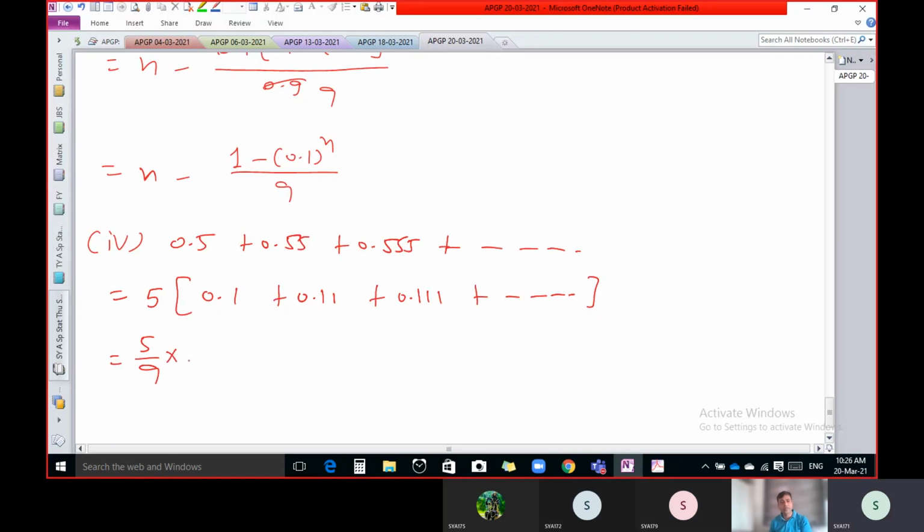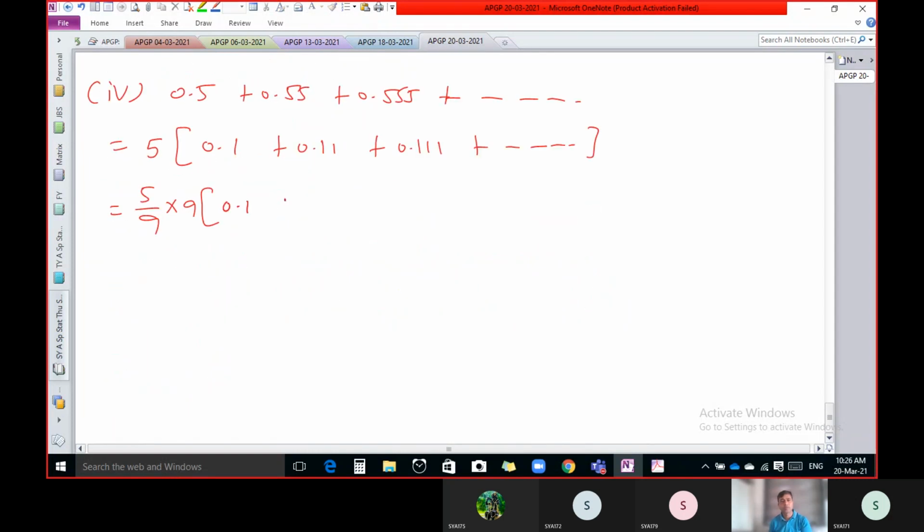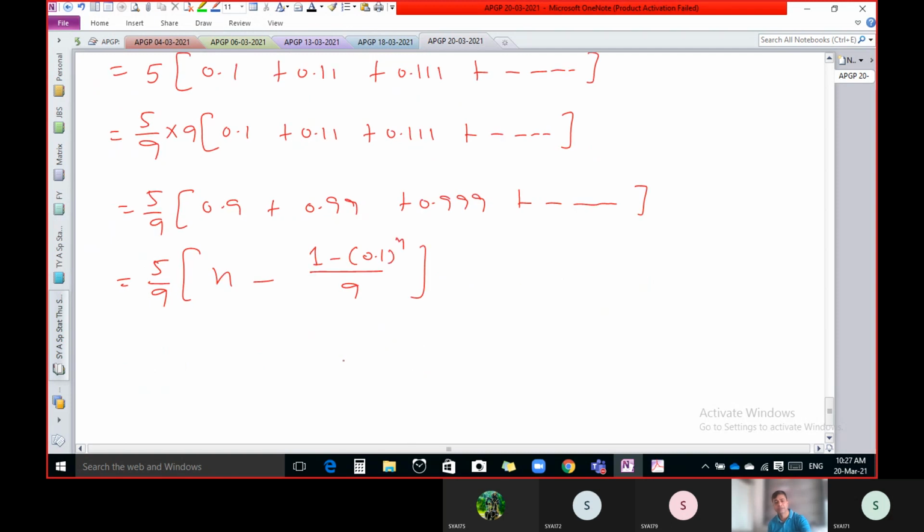Okay, now divide this by 9 and multiply by 9. So we get 0.1, 0.11, 0.111 and so on. Now keep this 5 by 9 as it is and multiply this by 9. What do we get? 0.9 plus 0.99 plus 0.999 plus so on. And what is the answer of this? n minus 1 minus 0.1 raised to n upon 9. Yes, this is our final answer.